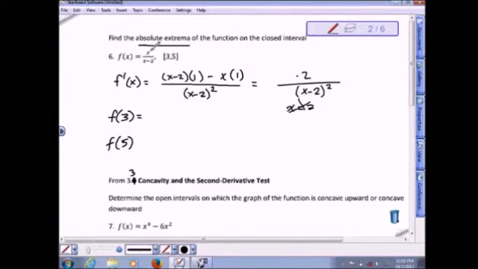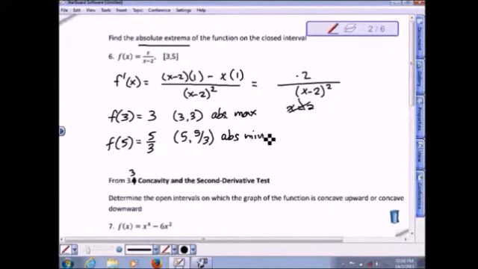If 3 is plugged into the original function, 3 over 3 minus 2 is 3. Plug in a 5, 5 over 5 minus 2 is 5/3. This one has the highest value. So the point 3, 3 is the absolute maximum in my closed interval. And the point 5, 5/3 is the absolute minimum value.